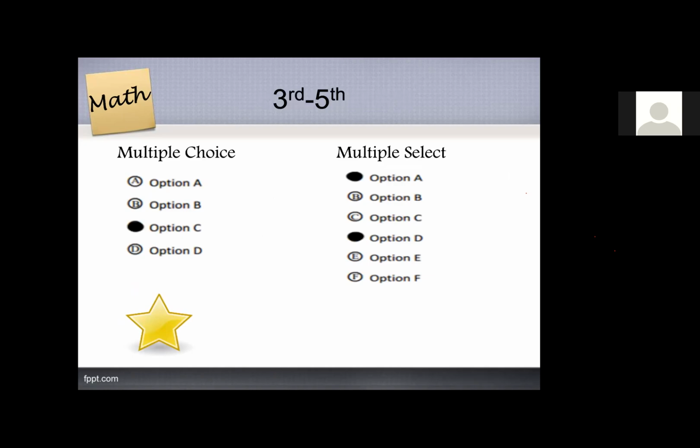In math, the same as in ELA, they might have the option for a multiple choice single answer, or the instructions might give them a multiple choice or multiple selection choice. So they need to be very cognitive and mindful of those directions as they maneuver through the test.